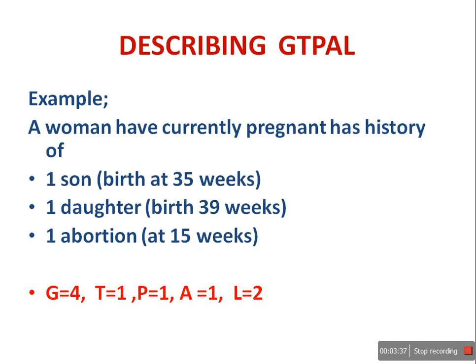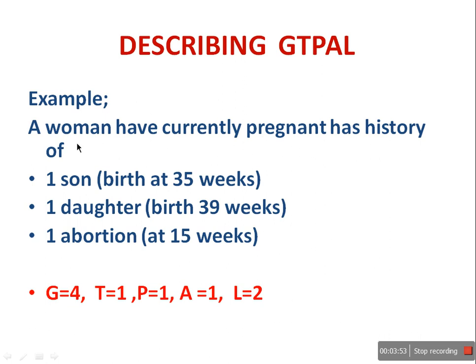Now, I told you before, obstetrical history. It is GTPAL. G means gravidity, T means term birth, P means preterm birth, A means abortion, L means living children.